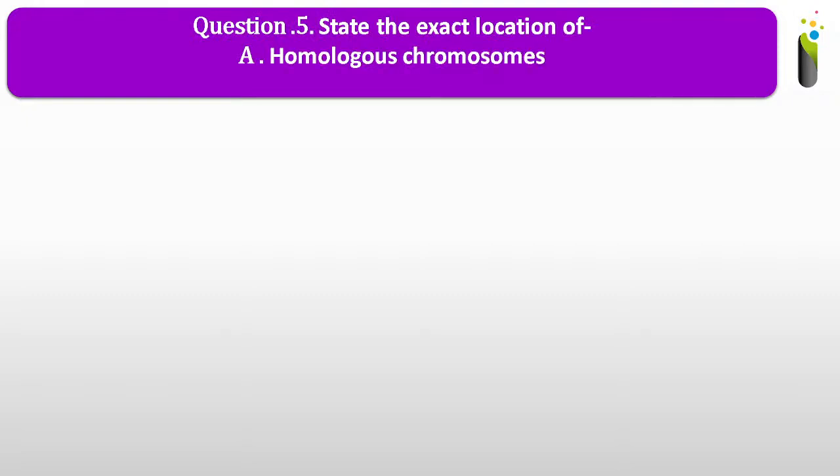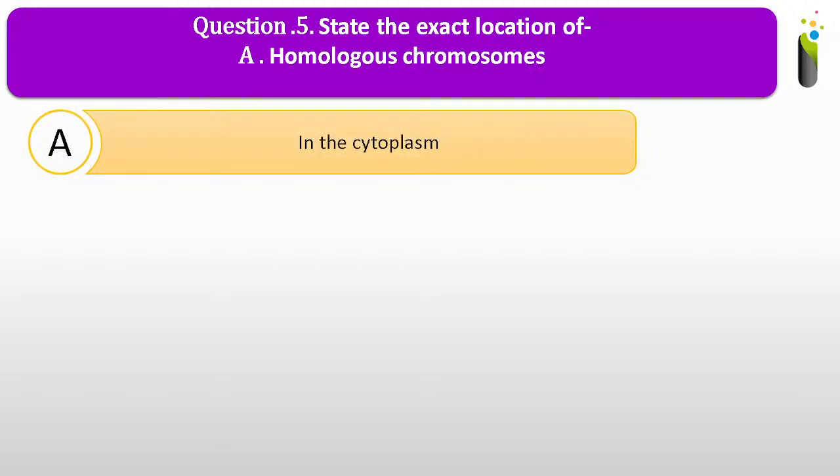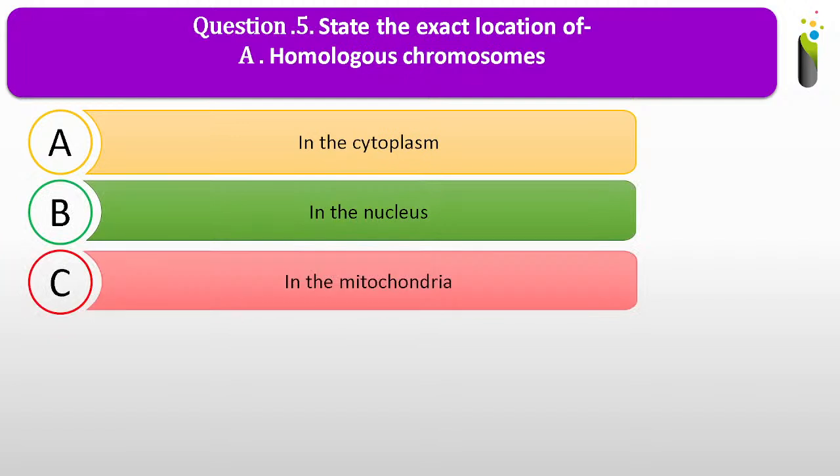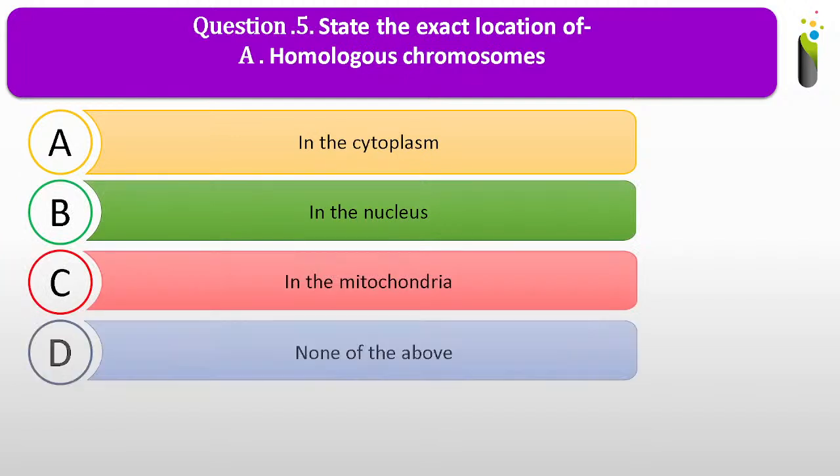Perfect answer. Okay. Question number 5. State the exact location of A. Homologous chromosomes, and your options are A. In the cytoplasm, B. In the nucleus, C. In the mitochondria, D. None of the above.